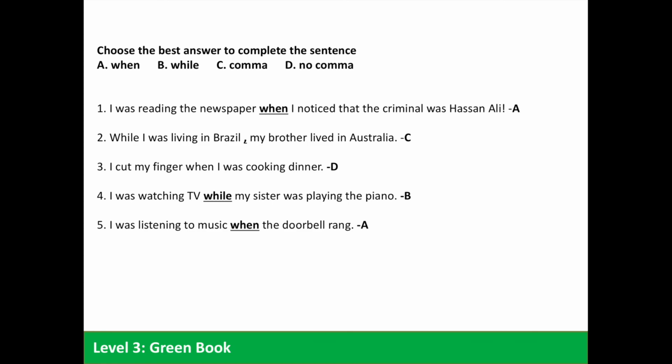Number 4, I was watching TV while my sister was playing the piano. Again, two actions of equal length, so we can use while. I was listening to music when the doorbell rang. Rang is a short action verb, so we'll use the simple past, and when as a time word, because the doorbell rang is an interrupting action.